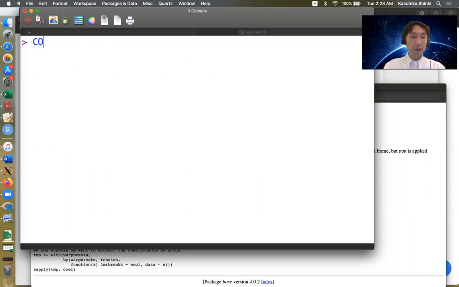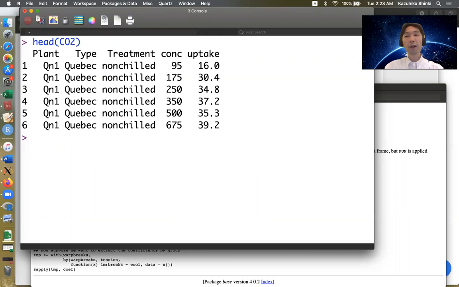And we use the CO2 dataset in R. The CO2 dataset is this. We have 5 variables. This dataset is experiment data from several factories, and it tests if some species of grass is tolerant against cold weather.